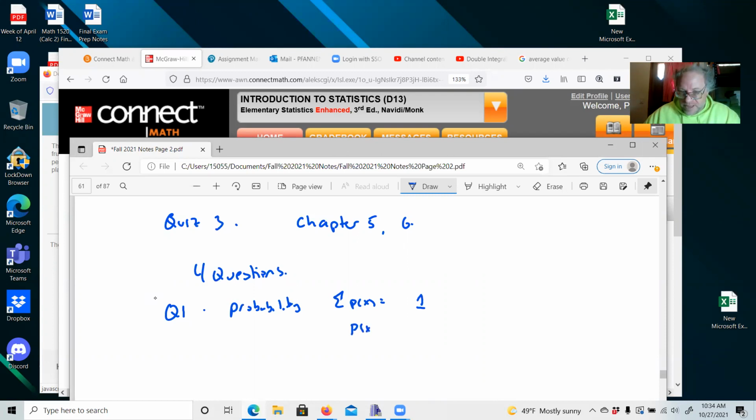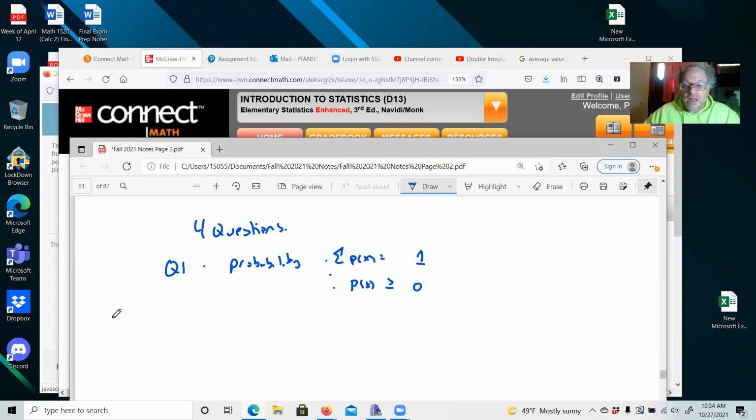All the probabilities have to be positive. It has to be at least greater than or equal to 0. So if it's a probability of 1.1, like, nope, that's a lie. Or if the probability is negative 0.2, nope, that's a lie. They have to be positive and they have to add up to 1. You have to know the inclusion-exclusion rule.